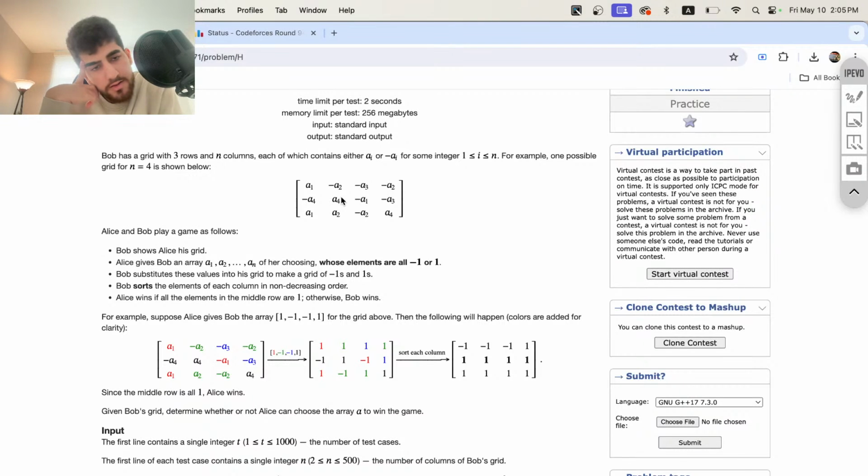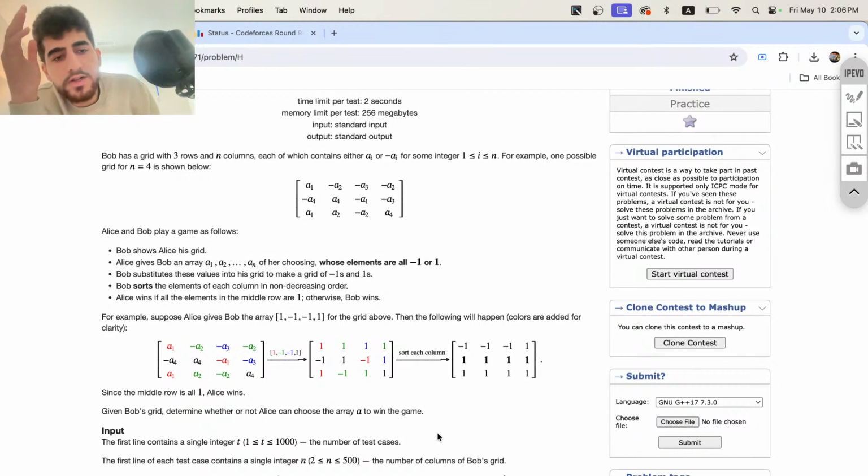Now Bob sorts the elements of each column in non-decreasing order, and Alice wins if all the elements in the middle row are 1. Otherwise, Bob wins. For example, suppose Alice gives Bob this array, then this grid will turn into this one. For example, a1 is 1, so it becomes 1. Minus a2, I know that a2 is -1, so that one will also be 1. Minus a3, I know that a3 is -1, so this one is also 1, and so on.